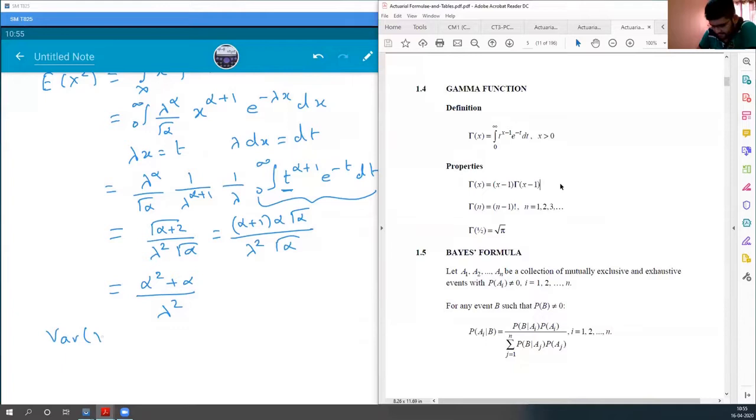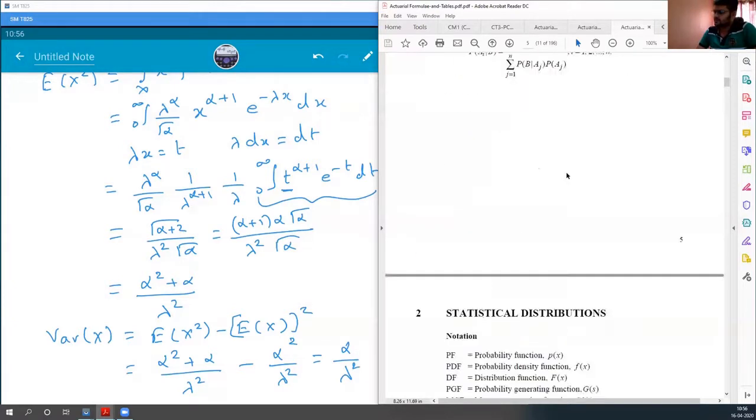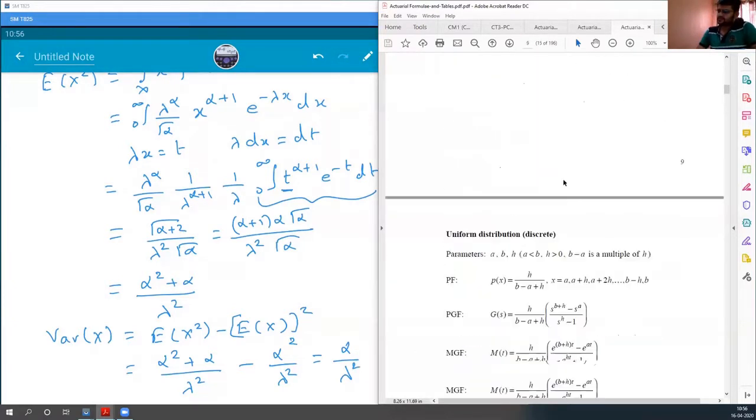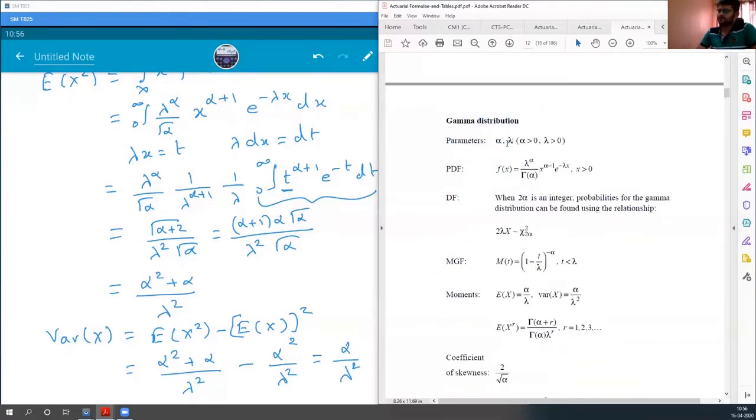Variance, so the variance will be alpha by lambda square. Again, this is given in our table formula book, so you don't have to remember that. In the table formula book, from page number 6 the distributions start again. In continuous you will find gamma distribution, parameters alpha and lambda.